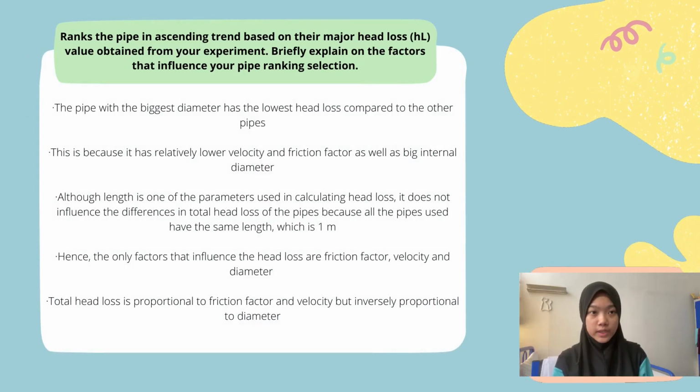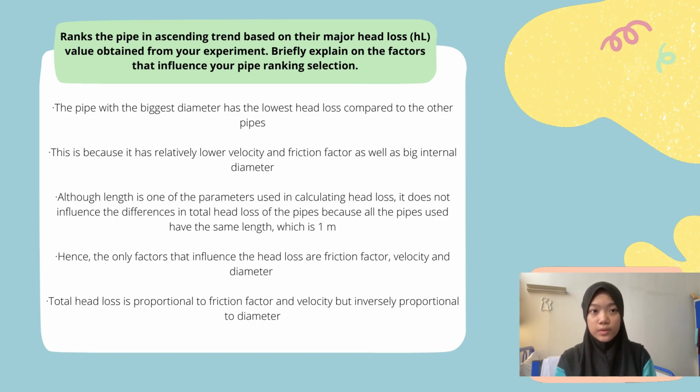So we rank the pipe based on their major head loss. The pipe with the biggest diameter has the lowest head loss compared to the other pipes. This is because it has relatively lower velocity and friction factor, as well as big internal diameter.